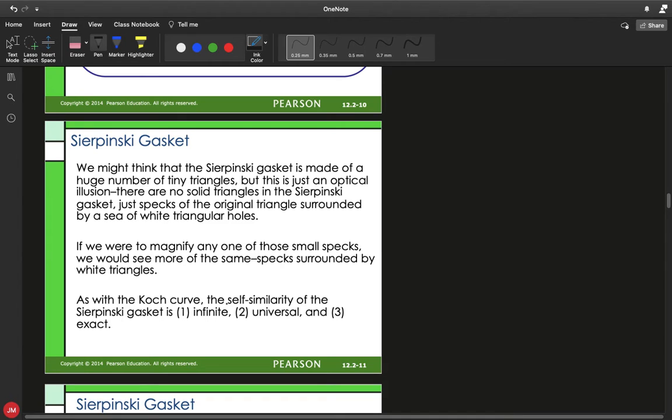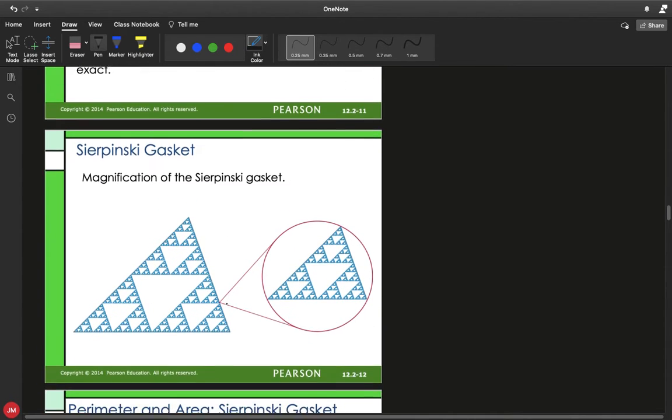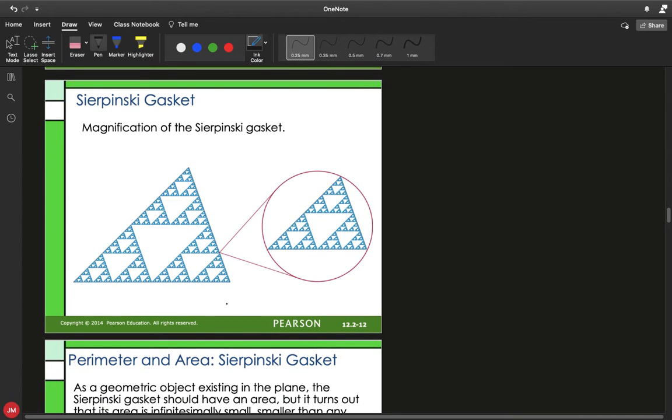Because of that, just like with the Koch curve, this Sierpinski gasket has self-similarity, which is all of the above. It is infinite, it is universal, and it is exact, just like the Koch snowflake. So again, magnification here, you can see that. Again, the infinite says that you could zoom in as many times as you wanted to, and it would continue to look the same depending on where you chose to do that at.